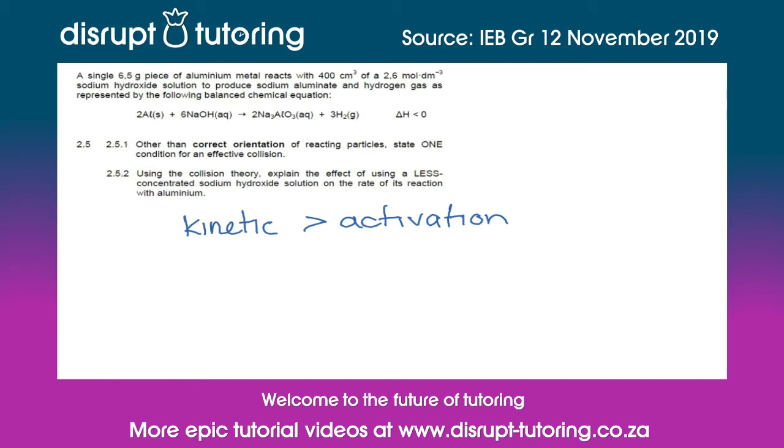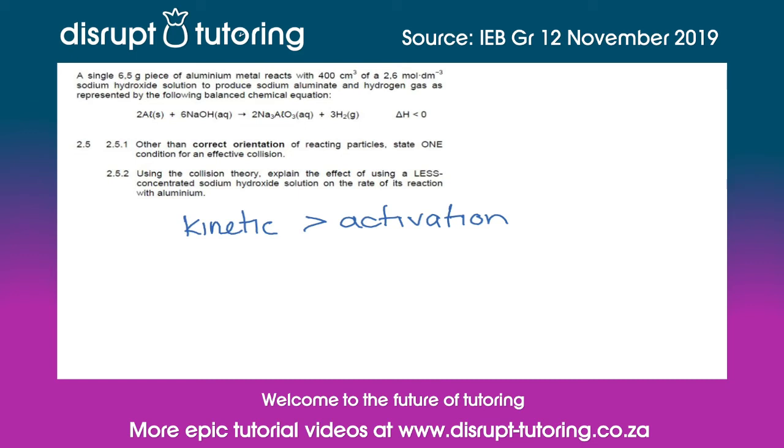Okay, so question 2.5.2 asks us to use collision theory to explain the effect of using a less concentrated sodium hydroxide solution on the rate of this reaction. So the sodium hydroxide solution contains both sodium hydroxide particles and water molecules. The only collisions that lead to a reaction taking place are the successful collisions between the sodium hydroxide and the aluminium. If a less concentrated sodium hydroxide solution is used, there will be fewer particles of sodium hydroxide per unit volume of water. That means that there will be fewer collisions, fewer successful collisions, and the rate of the reaction will decrease.